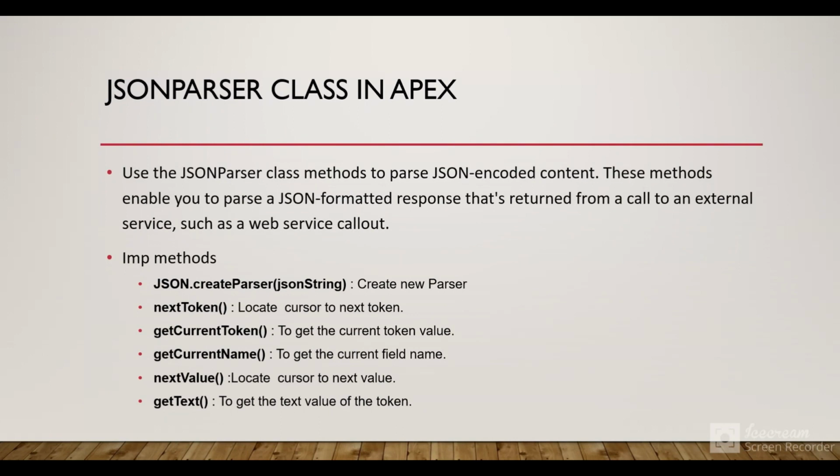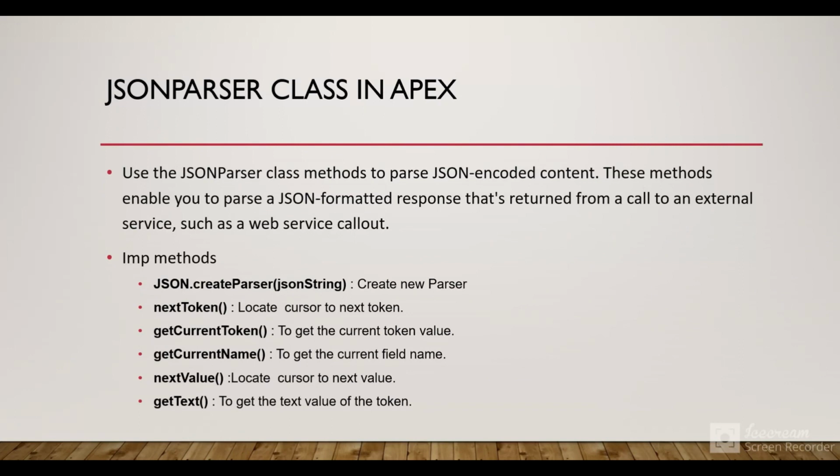So now we want to parse the content without the use of the wrapper class, using the standard JSON encoded values. So we can use these important methods provided by the JSON parser class. Firstly, we will use JSON.createParser. It will return a new parser object.